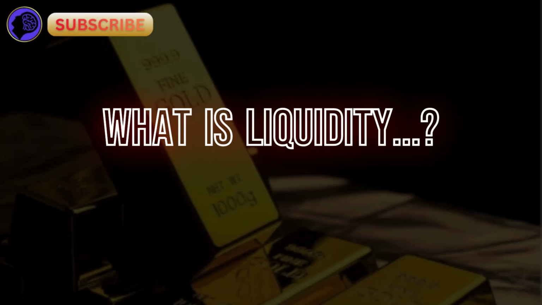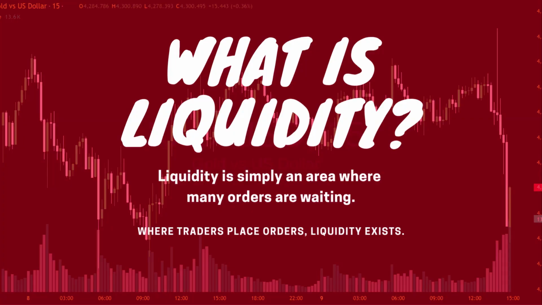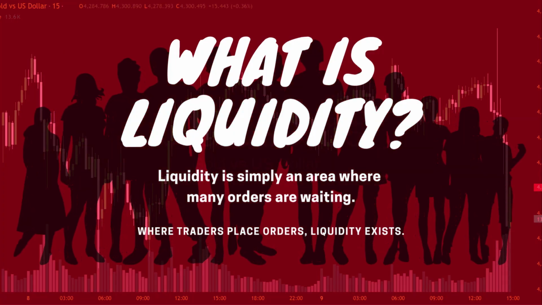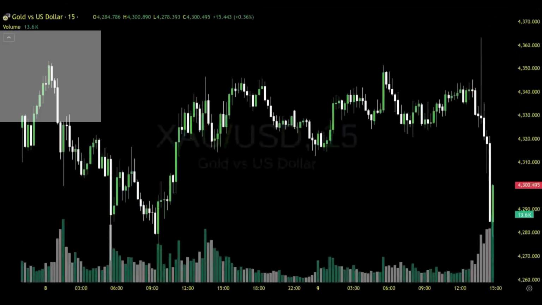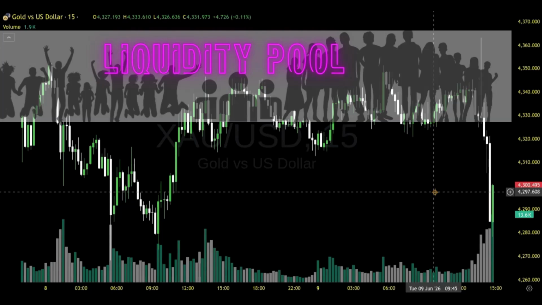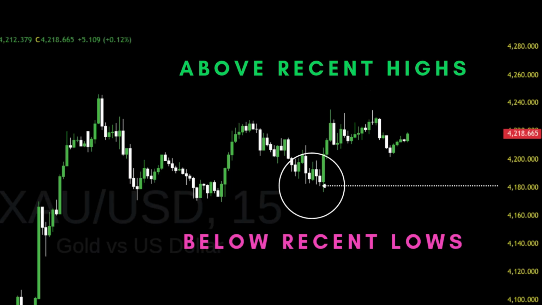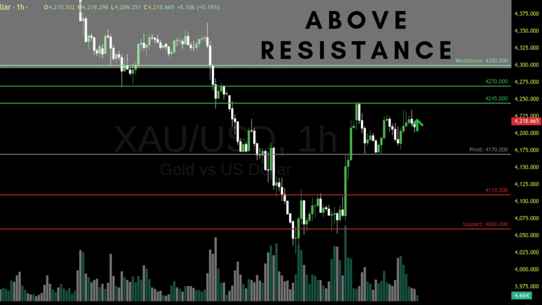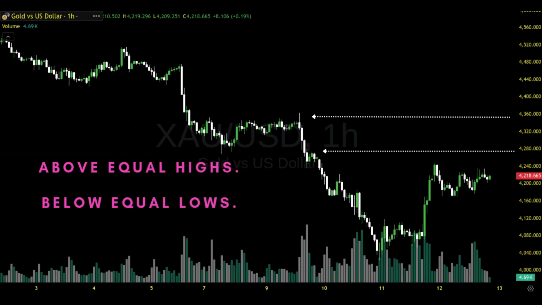What is liquidity? Let's simplify the idea. Liquidity is simply an area where many orders are waiting. You do not need complicated definitions. Just remember this. Where traders place orders, liquidity exists. The most common liquidity locations are above recent highs, below recent lows, above resistance, below support, above equal highs, below equal lows. These areas attract price because they contain a large number of orders.